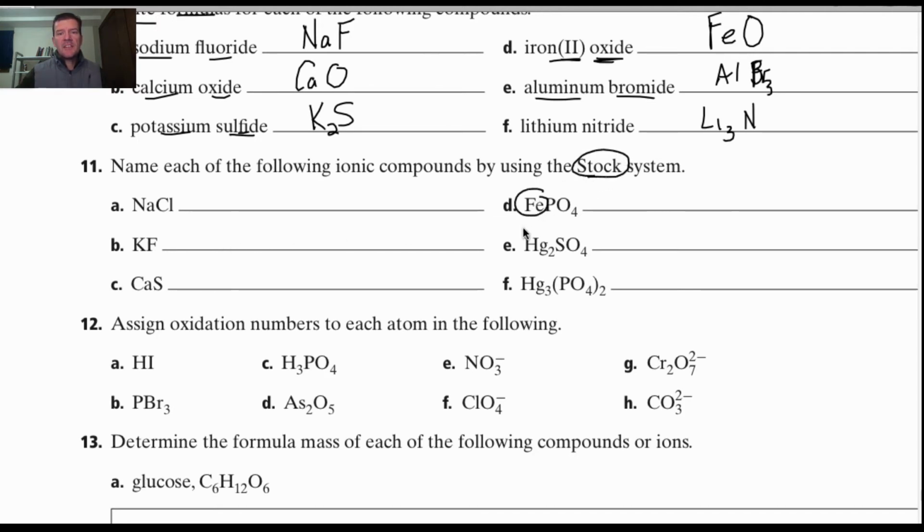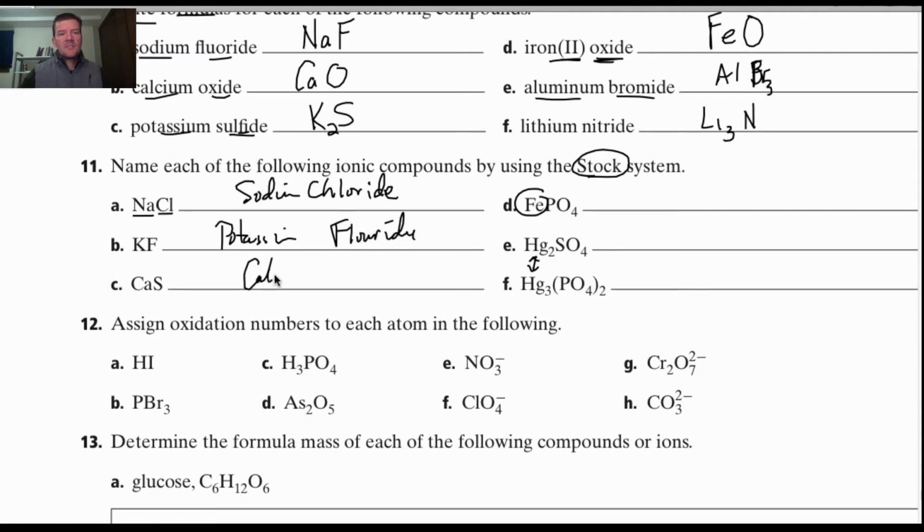See the iron here? That's got multiple. This mercury might have multiple. Okay? If it doesn't, then we don't have to use Roman numerals. Sodium is always a +1. Chloride is always a -1. So this is just sodium chloride. I don't need Roman numerals because those ions are fixed. They never change. This is potassium fluoride.